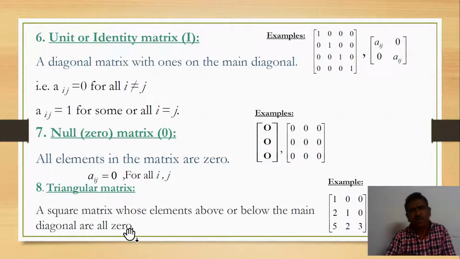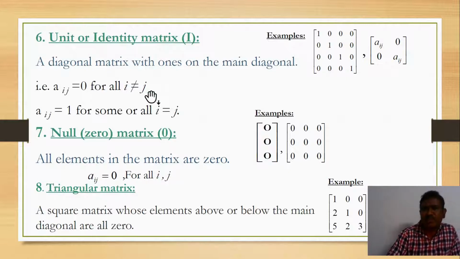Come to the next point. The unit or identity matrix, students. Here unit is nothing but, as you already know, 1. So other than the diagonal, all elements are 0. We can say the non-diagonal elements are 0. In the diagonal, we can represent all by unity. So that is why it is known as what, students? The unit or identity matrix.